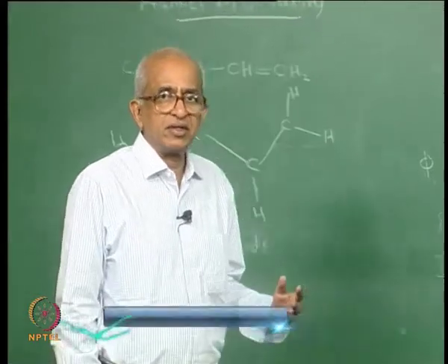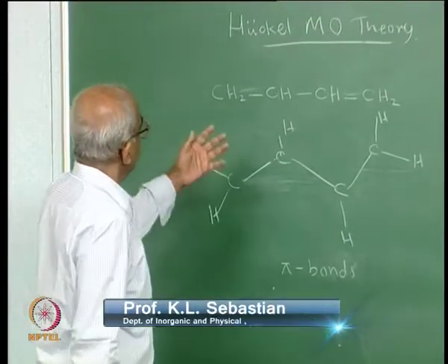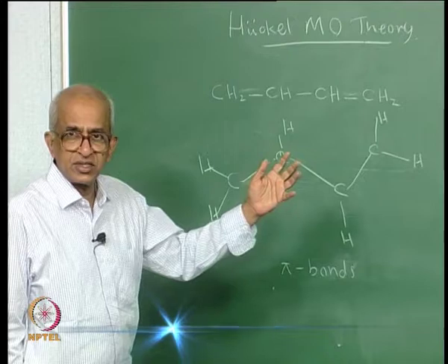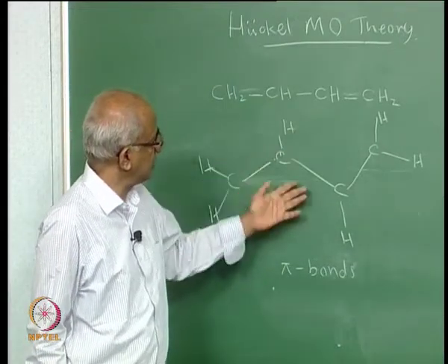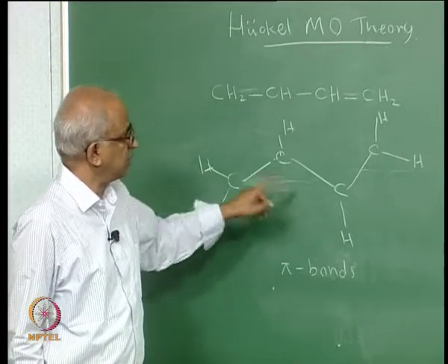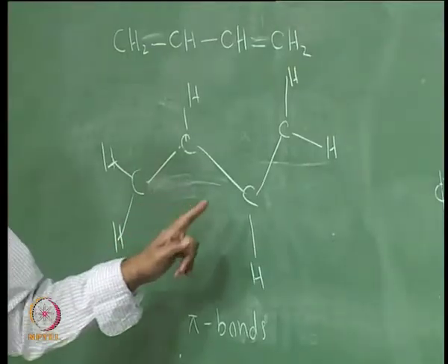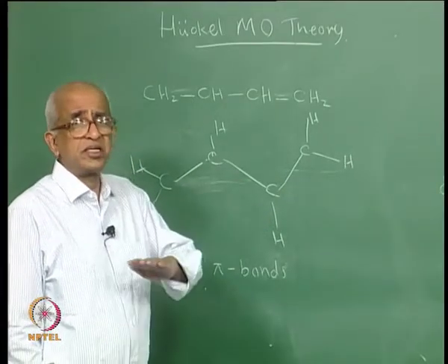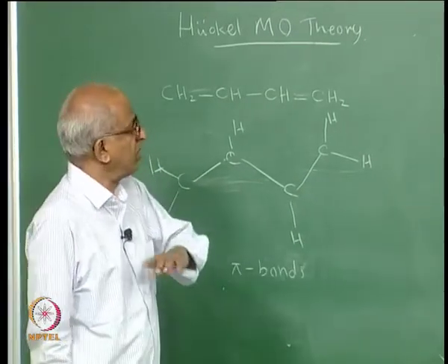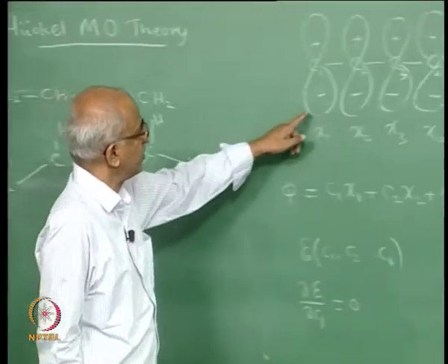So, we were discussing the Huckel molecular orbital theory for conjugated systems. We took butadiene as an example. It is shown in this picture or in this picture. This is a better representation. Each one of the carbons in the molecule has an unhybridized p orbital standing perpendicular to the molecule, and that is what is shown here.